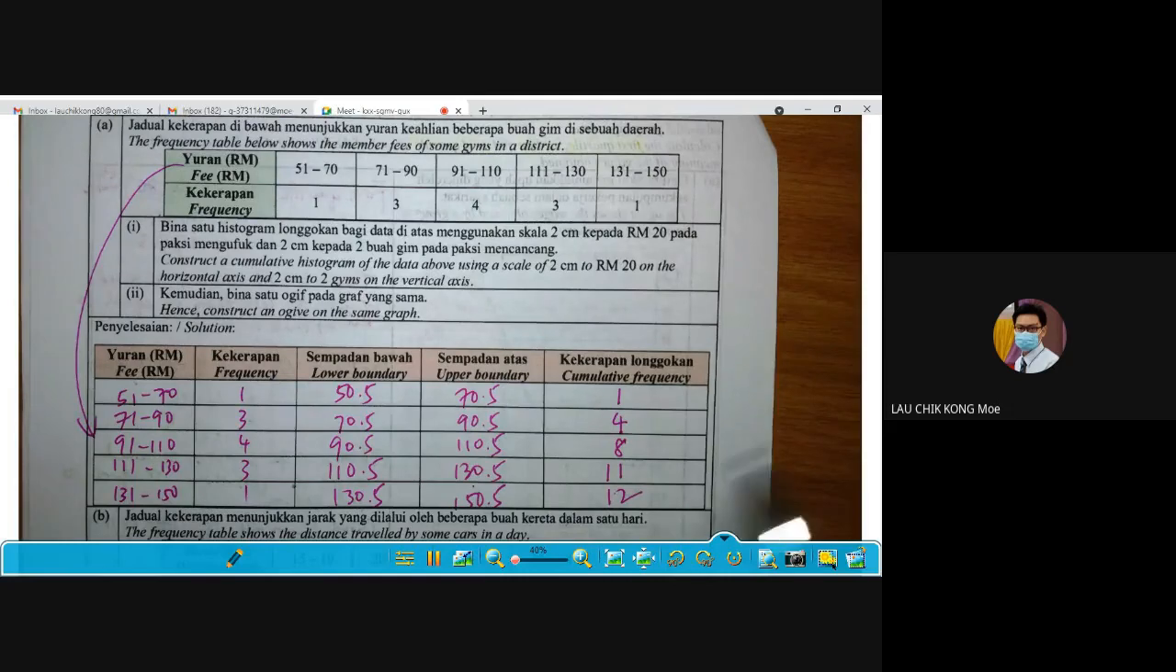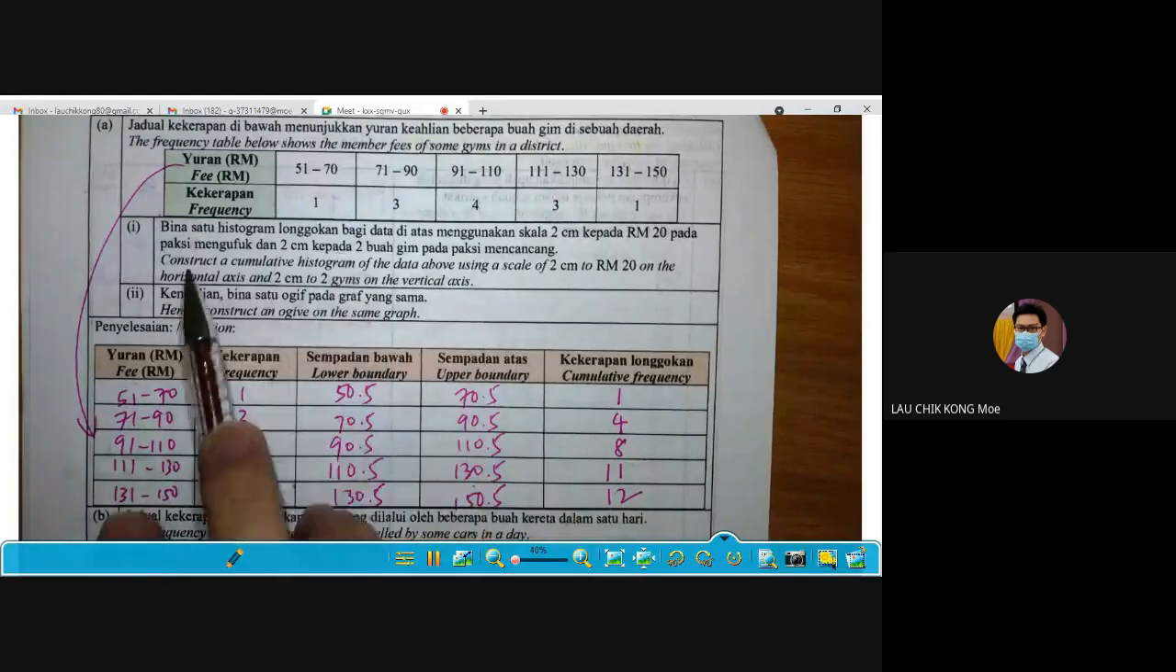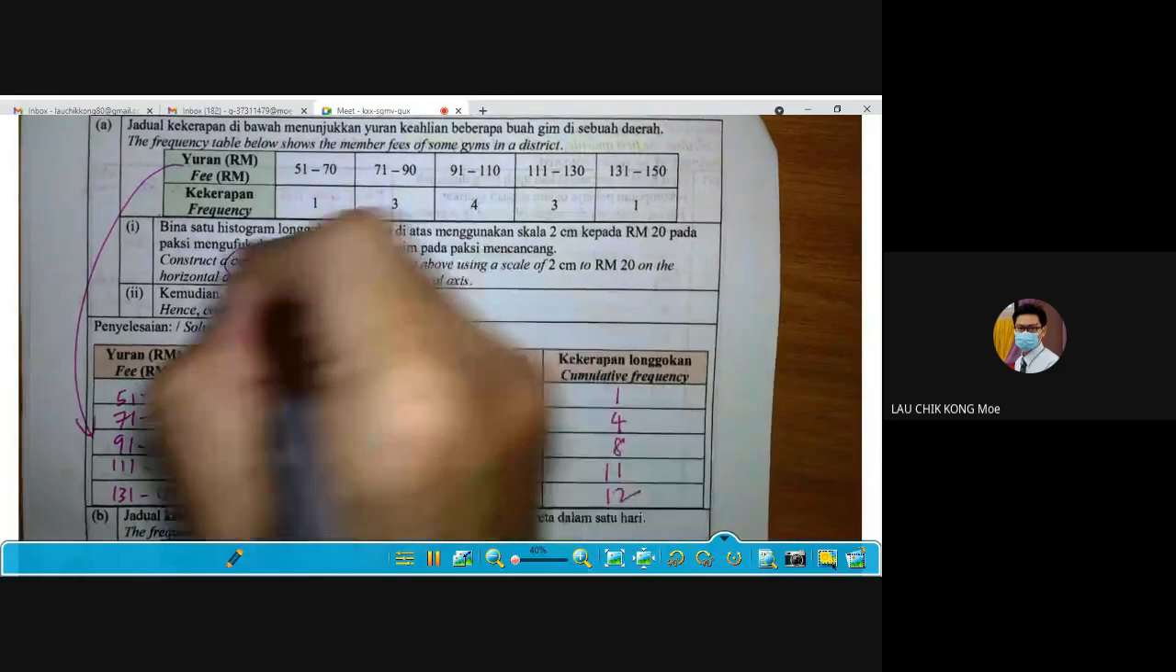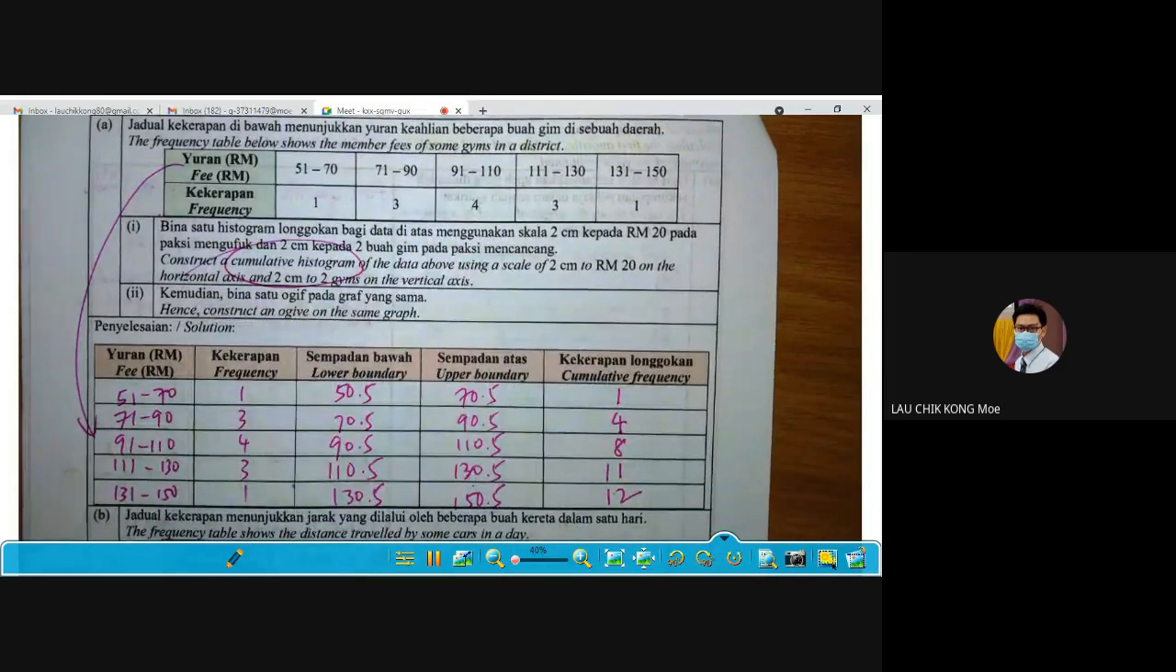Okay, this one is not yet finished, number one. After you complete the table, the question asks you to construct a cumulative histogram. Okay, I will teach you how to prepare a cumulative histogram. Before this it was about histogram only, right? Okay, so we are going faster.